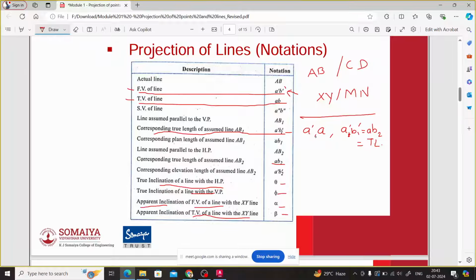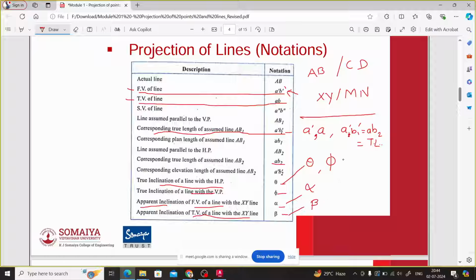Position A dash and A. A dash B1 dash and AB2 both will be the same and both will be referred to as true length. Then what is the inclination of a line with the HP? If it is given, it will be theta. What is the inclination of a line with respect to the vertical plane? That will be phi. I will tell you in due course what it means. If you are given the angle of front view with XY, it will be given as alpha.